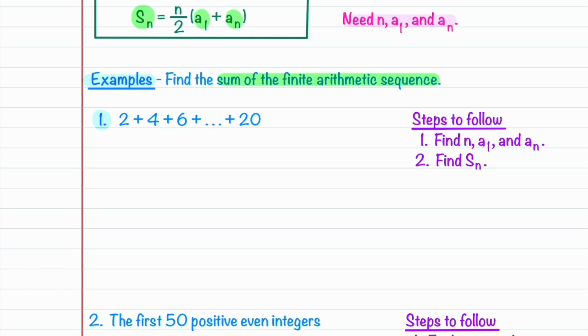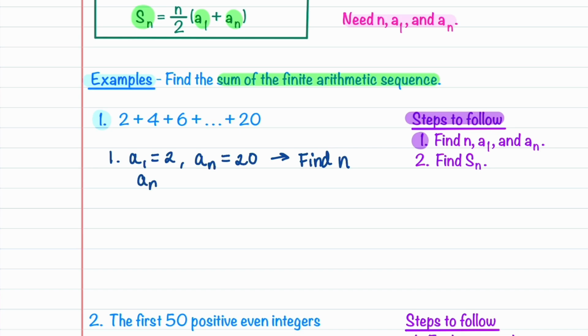I've written down some steps that we can follow. The first step is to find n, a1, and an. a1 is our first term, which is 2, and then a sub n is our nth term, which is 20. And then we need to find n. Now you might be able to look at this or even count on your fingers and see that n is going to be equal to 10. But let me show you how to do this if our last term was a lot bigger than 20. To find n, we're going to use the formula for a sub n.